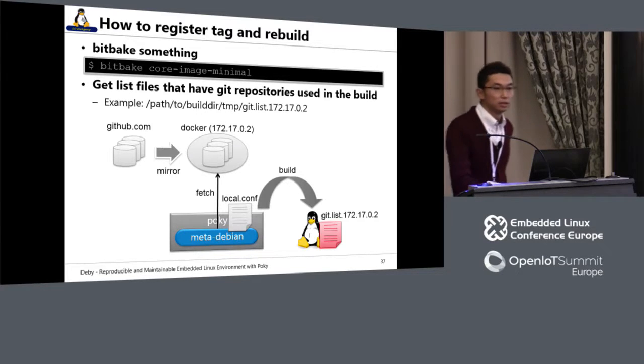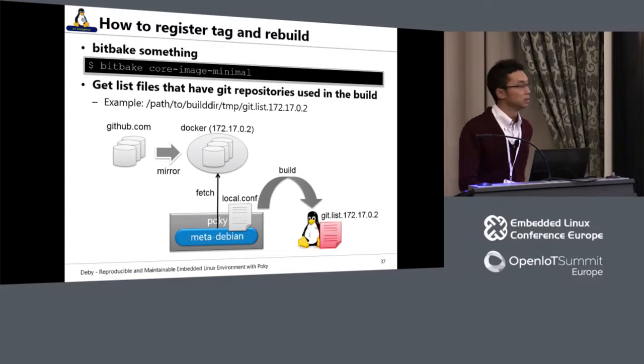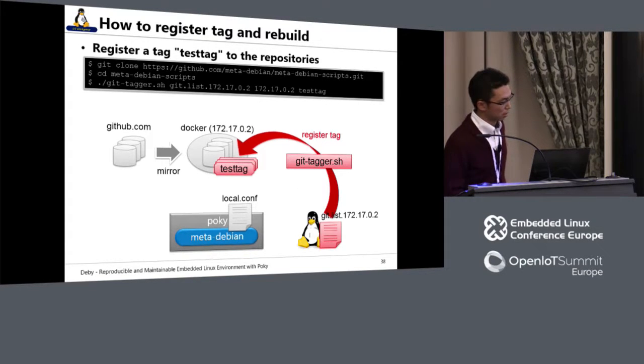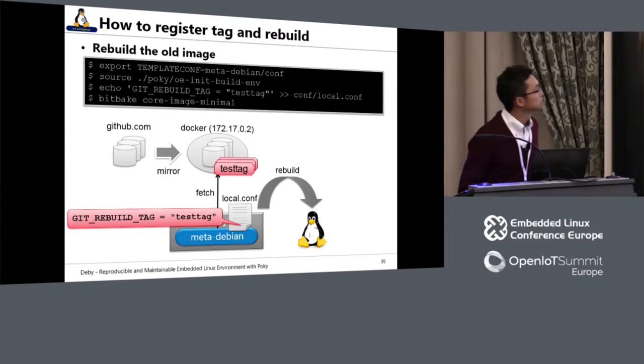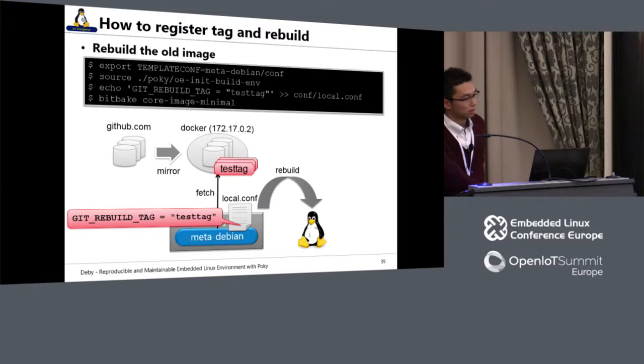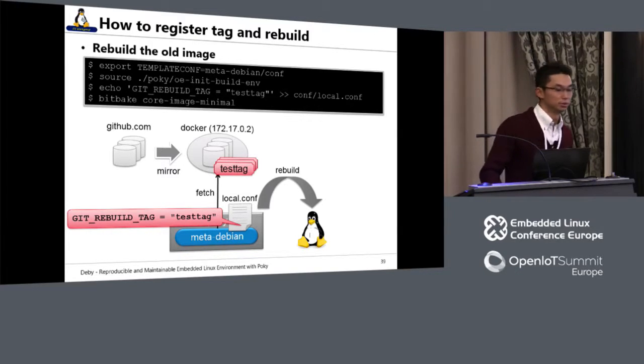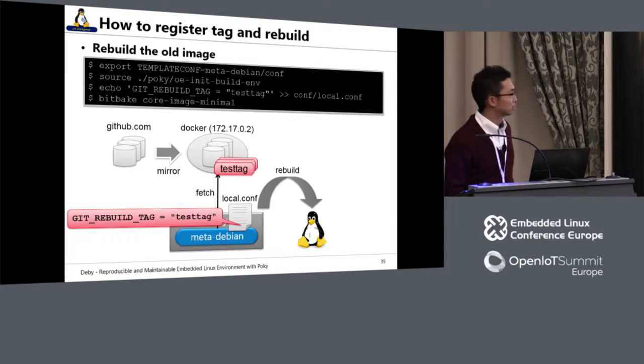After the build, the list of used Git repositories is generated in the build directory along with the generated image. Then we can register a tag to the repositories with the script git_tagger.sh. This script reads the generated list and automatically registers a tag to each repository in the list. Now we are ready to rebuild. We can easily rebuild the old image by setting the GIT_REBUILD_TAG variable to the old release tag name in local.conf.